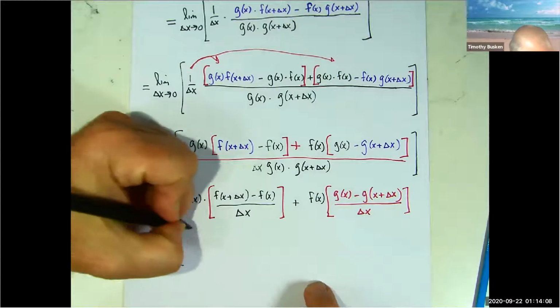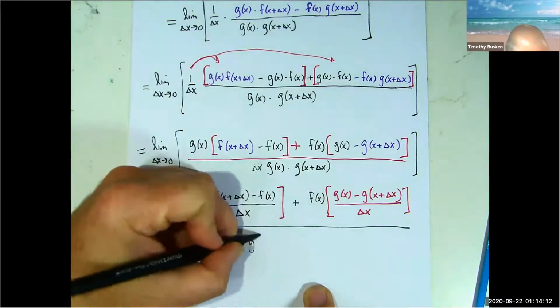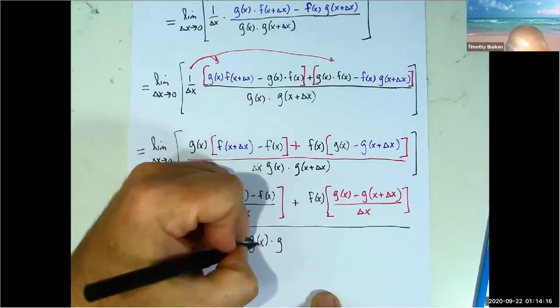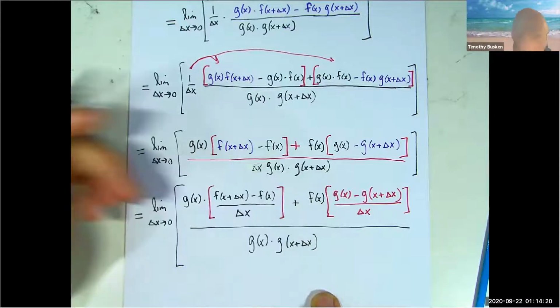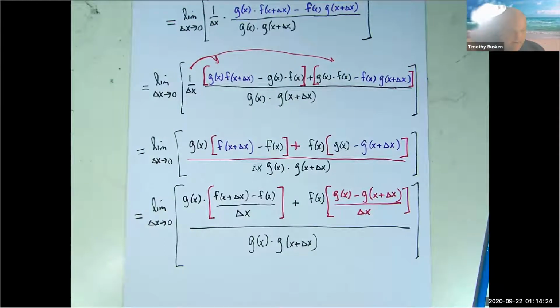And all of that is going to be over g of x times g of x plus delta x, or g of x times that. Okay. So it's a pretty big limit statement there. I was going to just take it a step at a time.